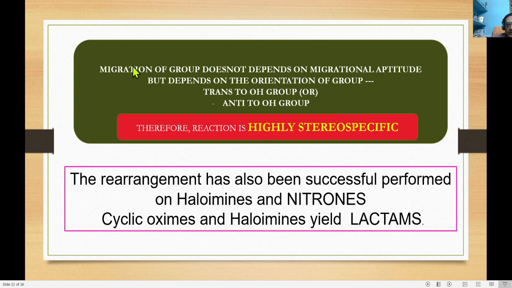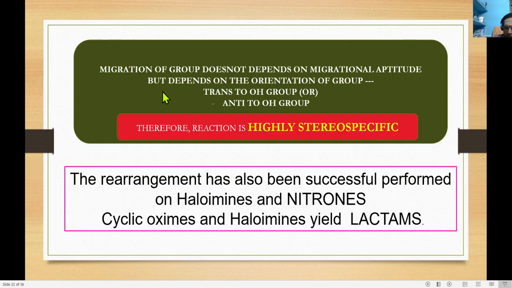And simply, migration of groups during the reaction. One group is migrating. Most of the rearrangement reactions depend on the migrating aptitude. Which one will migrate here? Whether an alkyl group migrates or an aryl group migrates, or in some cases a simple proton or methyl group may migrate. It may be primary, secondary or tertiary, various things are given in the migrating aptitude.